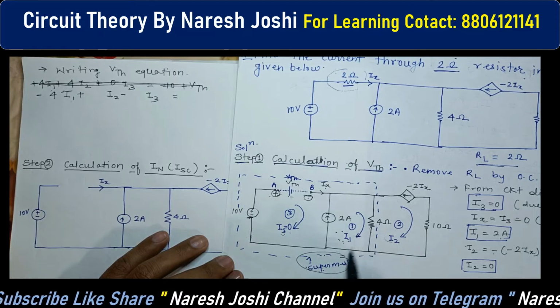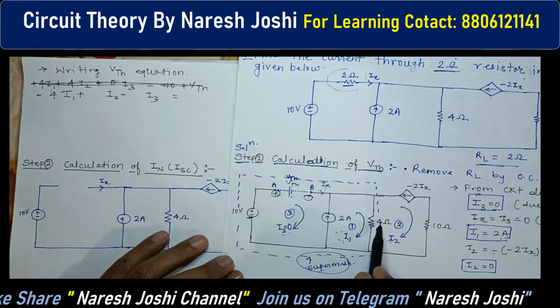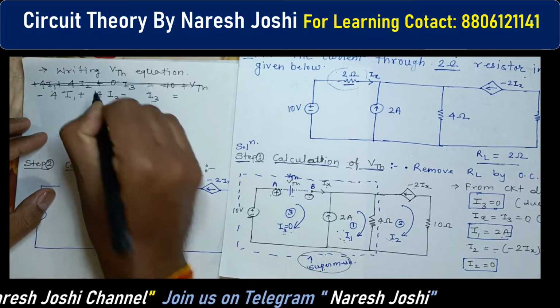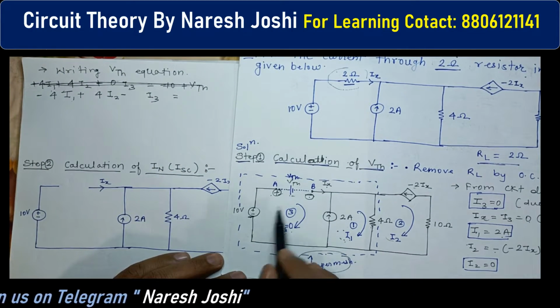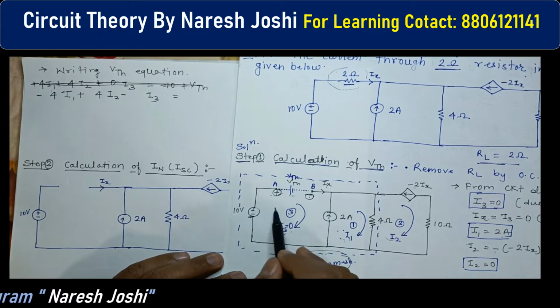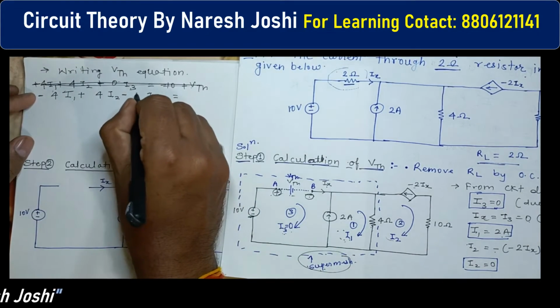So mesh 1 comes under the super mesh. So I2 is passing through the 4 ohm. So I will write here 4. Next is I3, through which resistance is it passing? In the super mesh you can see I3 is passing only this path. There is no resistance. So I will mark it as 0.